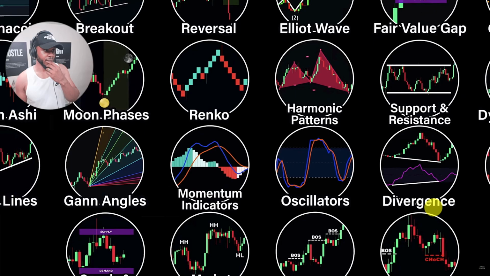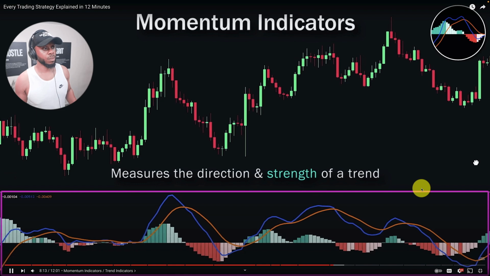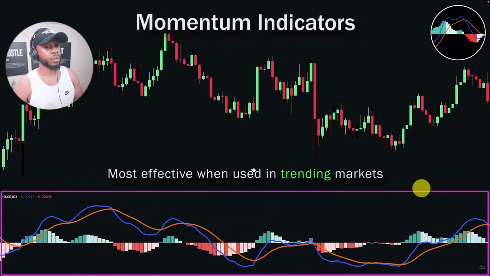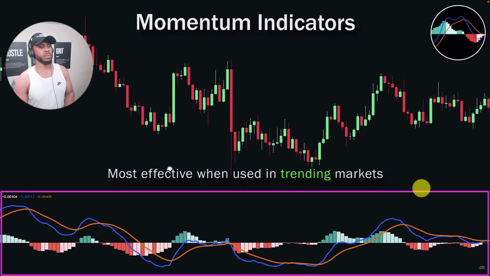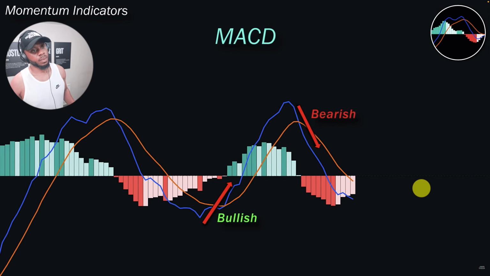Doing too much, guys. Momentum indicators. These are the types of indicator that measure the direction and strength of a trend. It is most effective when used in trending markets. Some of the most notable momentum indicators are MACD. An upwards crossover indicates a bullish trend, while a downwards crossover indicates a bearish trend.